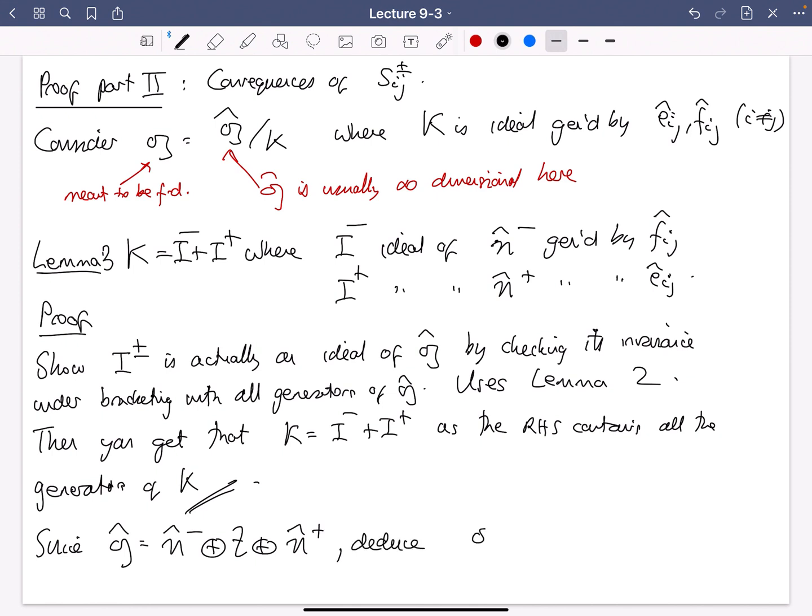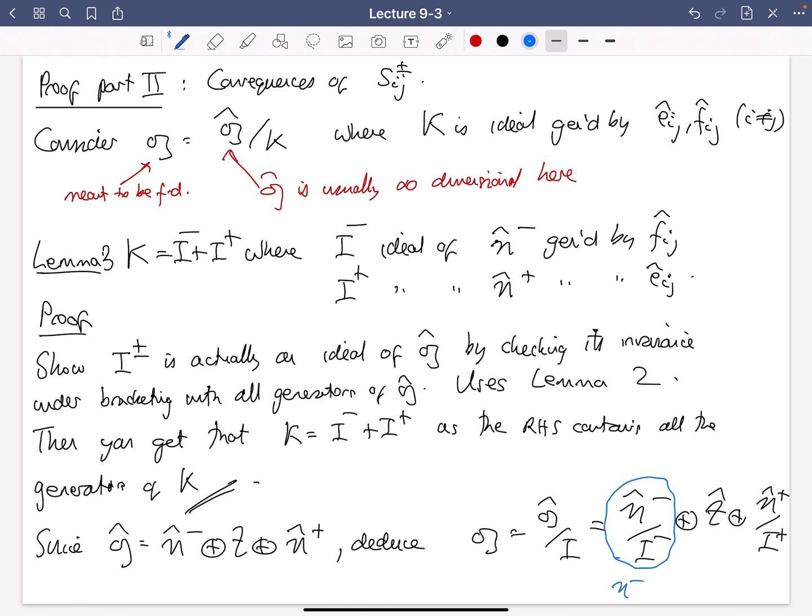Then we get that this G, which is G hat over I, is actually N hat minus over I minus, T hat, and N hat plus over I plus. So let's call this guy here N minus, we'll just call that T for short, and this guy here is going to be N plus. So we've now proved that our G is N minus direct sum T direct sum N plus, where those are the subalgebras generated by the F's. I'm just going to write Fi now for the image of F hat in G. T is exactly isomorphic to T hat, and N plus is the subalgebra generated by the EIs.